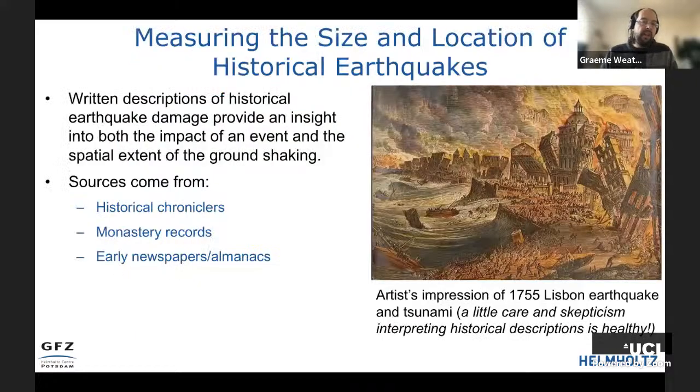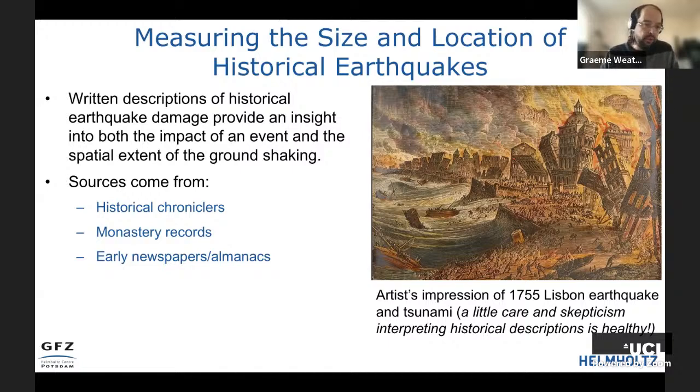So when we're trying to compile a catalogue of earthquakes, I'm just going to start by talking about the historical earthquakes. This distinction is not always clear, not always accurate. But by historical earthquakes, I mean earthquakes that are parameterized or constrained by macroseismic data. So historical earthquakes are ones that we know about from written descriptions of earthquake damage that can provide an insight into the impact of the event and the spatial extent of the ground shaking.